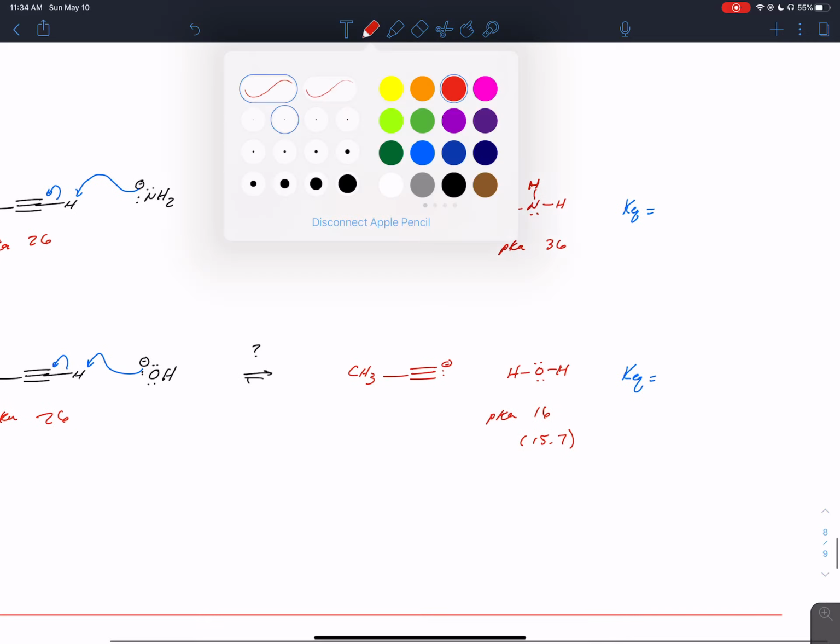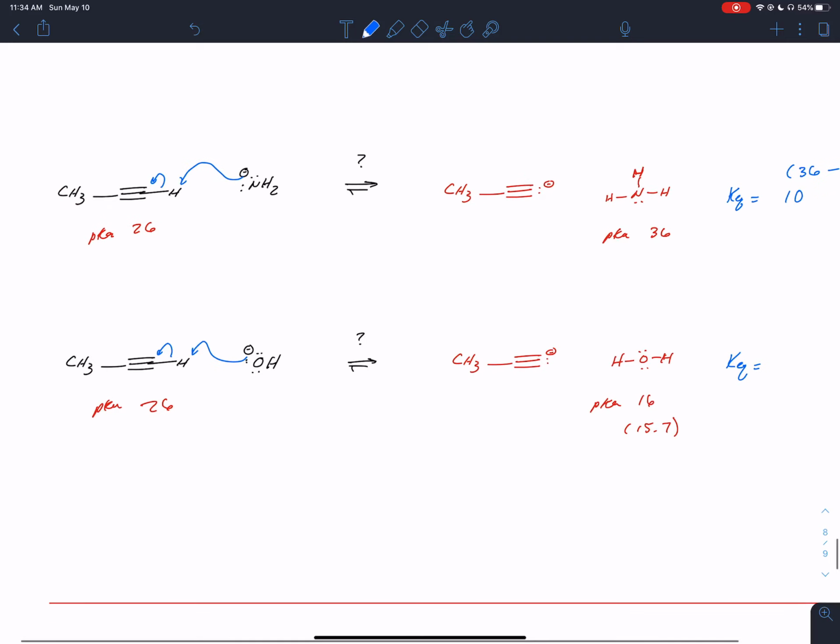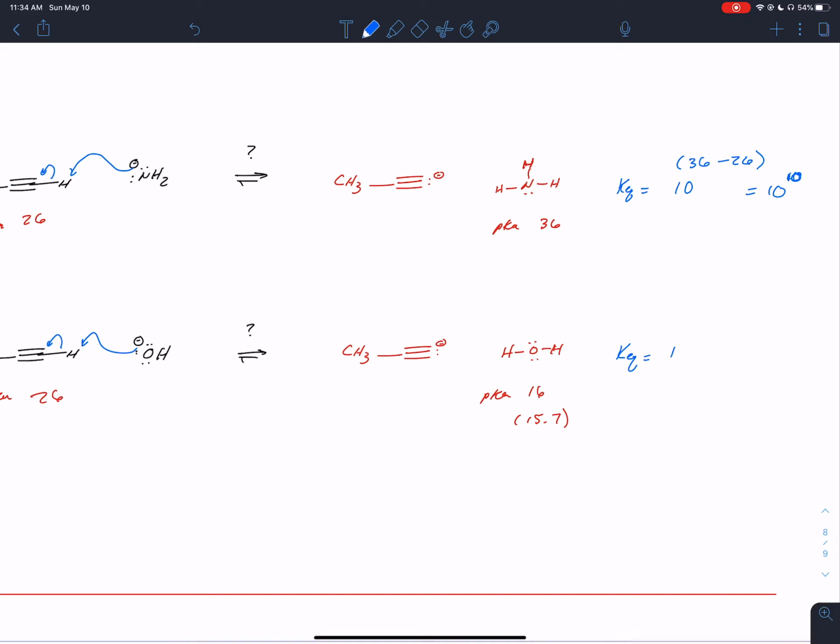So if we were to calculate KEQ for our top reaction, we would take 10 to the pKa of the product acid, 36, minus the pKa of the reactant acid, which is 26, and we get 10 to the 10. Okay, KEQ is approximately 10 to the 10. The KEQ of the bottom acid-base reaction between hydroxide and your terminal alkyne, we're going to calculate it. 10 raised to the pKa of the product acid, 16, minus the pKa of the reactant acid, 26, and here we get 10 to the negative 10.